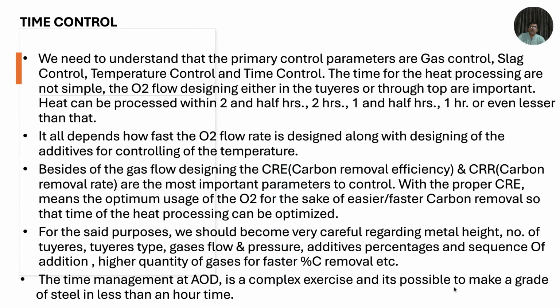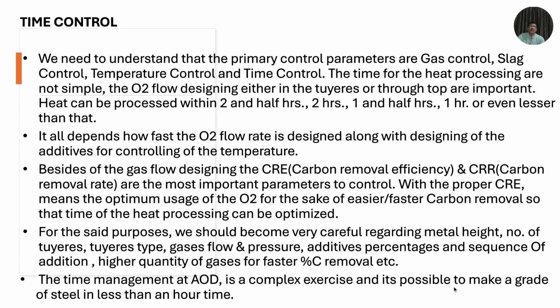Time control. We need to understand that the primary control parameters are gas control, slag control, temperature control and time control. The time for heat processing is not simple. The oxygen flow design, either in the tuyeres or through the top, is important. A heat can be processed within 2.5 hours, 2 hours, 1.5 hours, 1 hour, or even less than that. It all depends on how fast the oxygen flow rate is designed, along with the design of the additives for controlling the temperature.